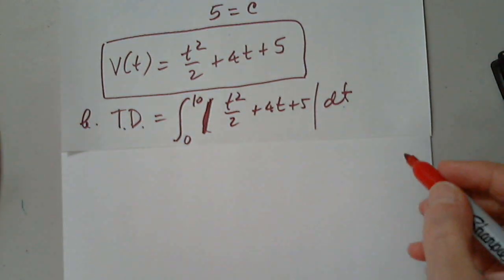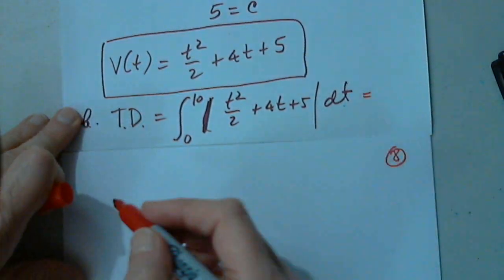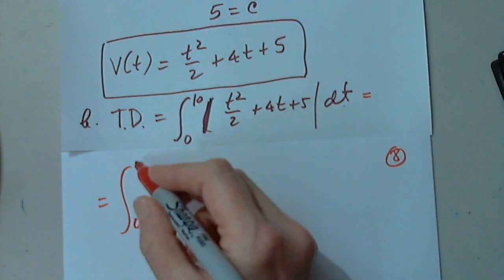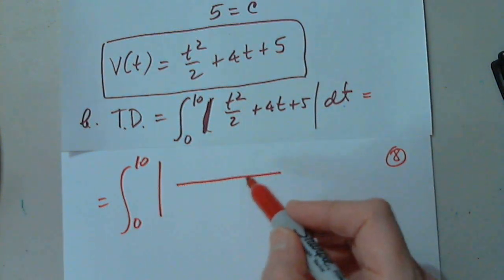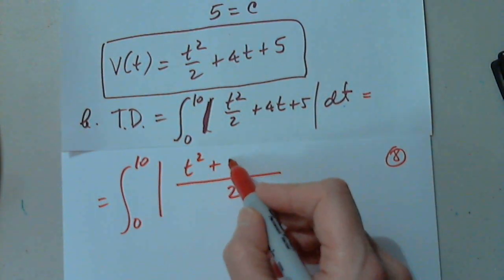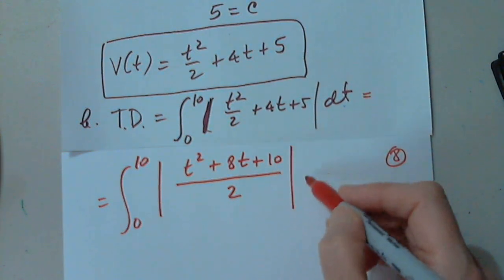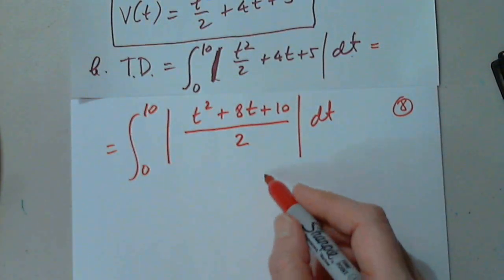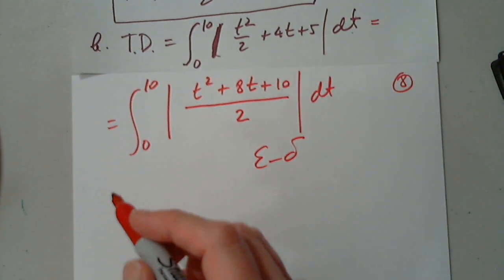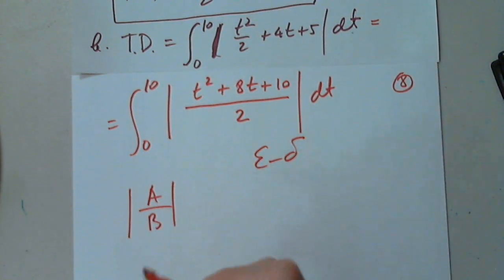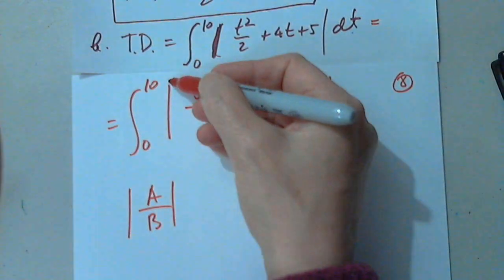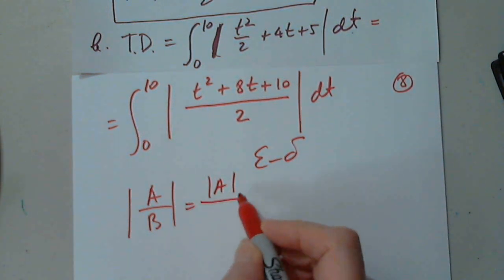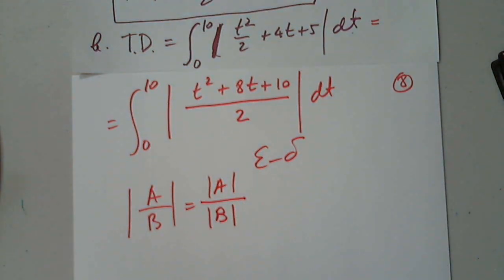So first thing I'm going to do, I'm going to find the least common denominator here, which is t squared plus 8t and plus 10 over 2, dt. And if you remember from the epsilon delta definition, we know a property for the absolute value, that says, if I have the absolute value of a fraction, this can be written as the absolute value of the top over the absolute value of the denominator.